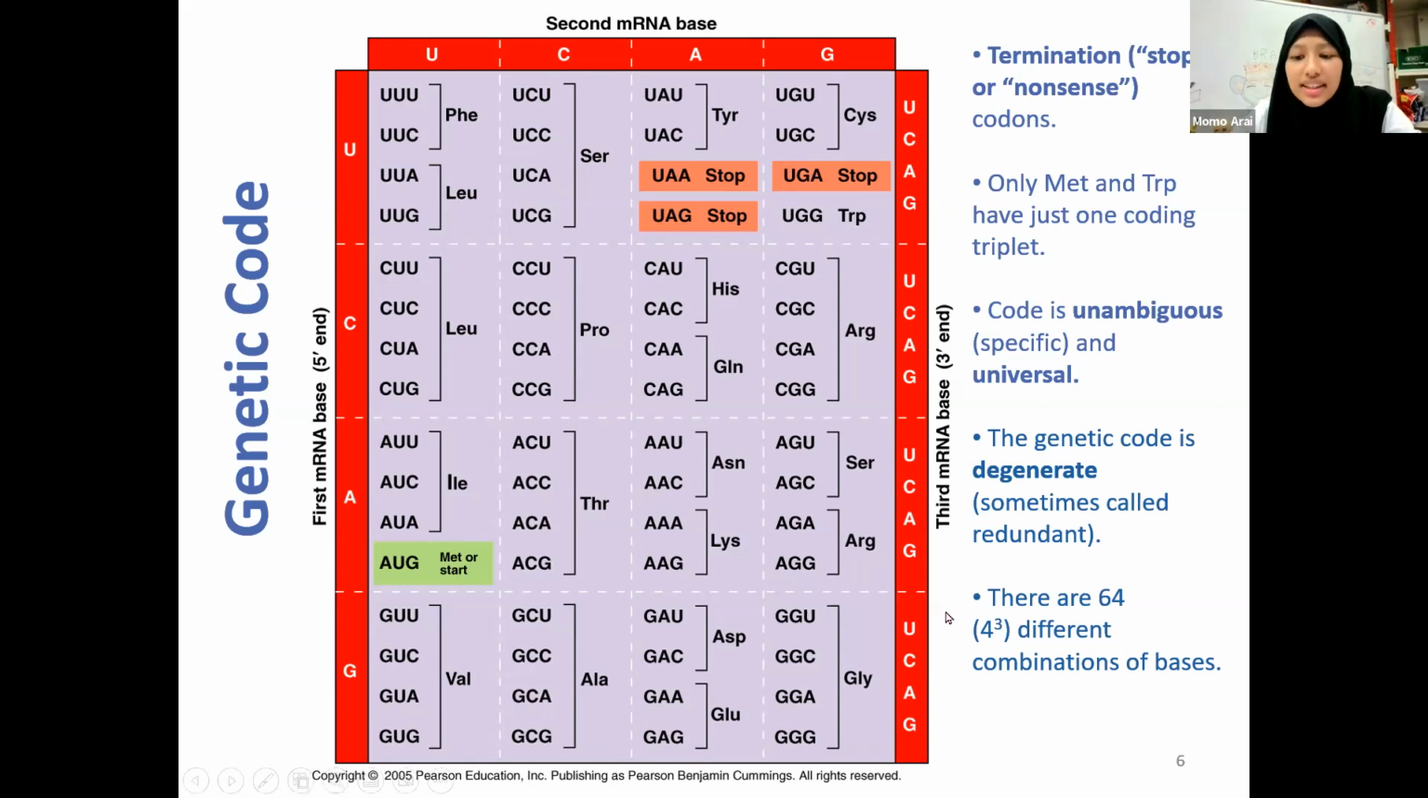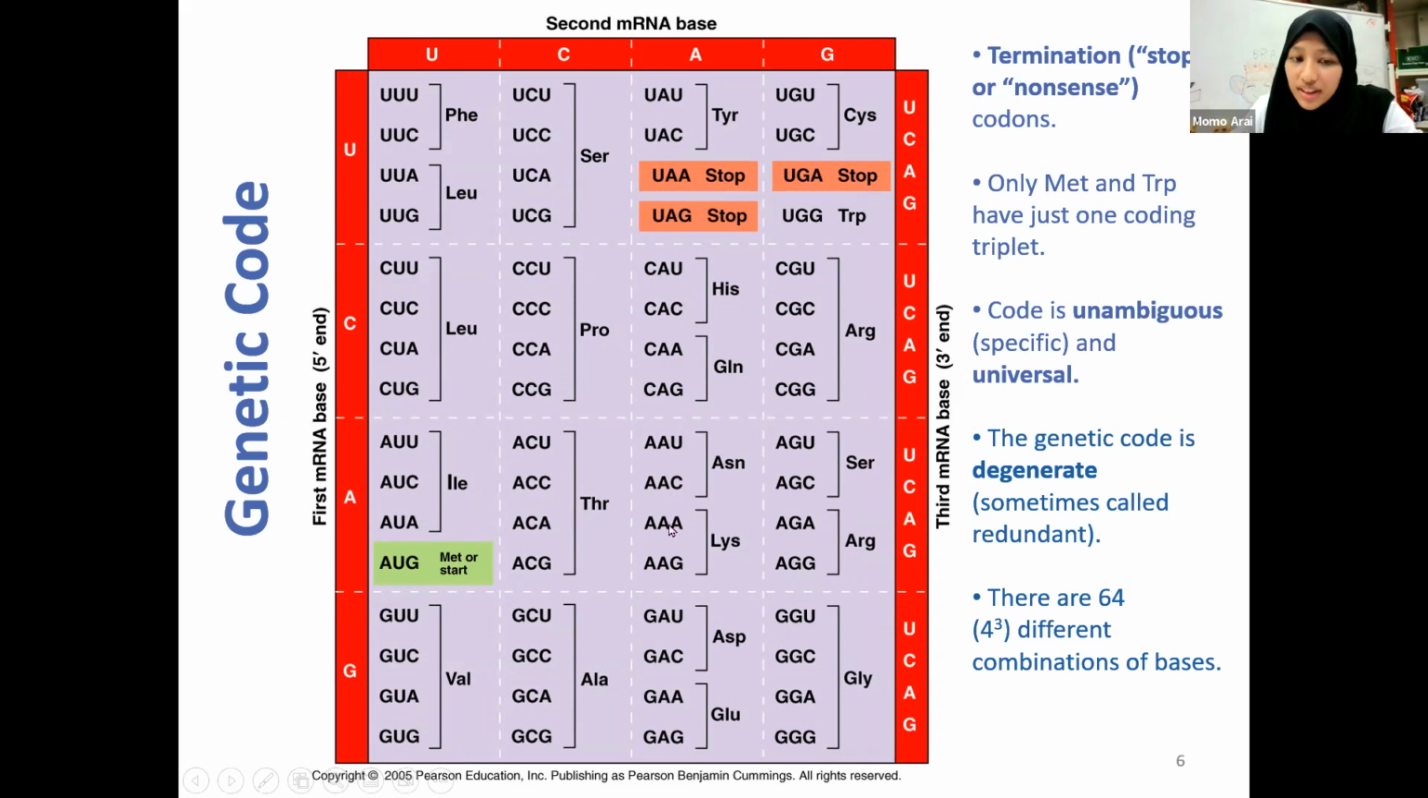So again, like I said, there are 64 different combinations of the bases. Now, in total, we have 20 amino acids. Again, why? Because some of them are degenerate. So even if the last base is different, it can still code for the same amino acid.